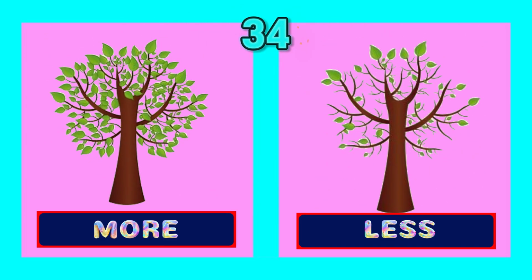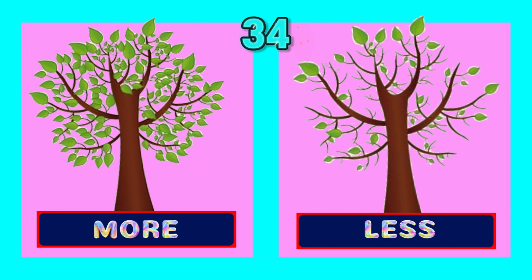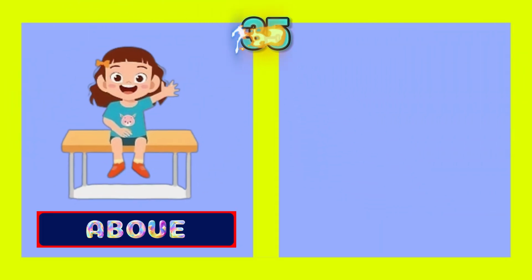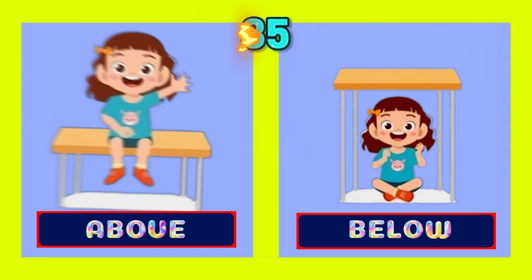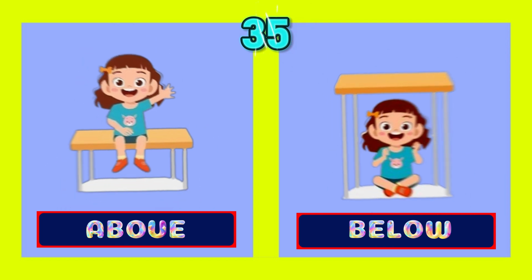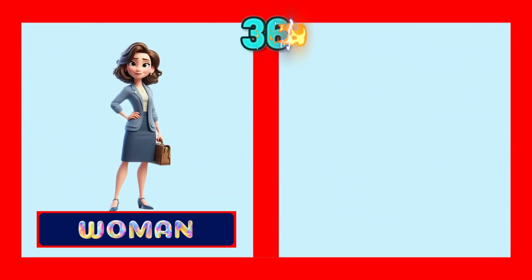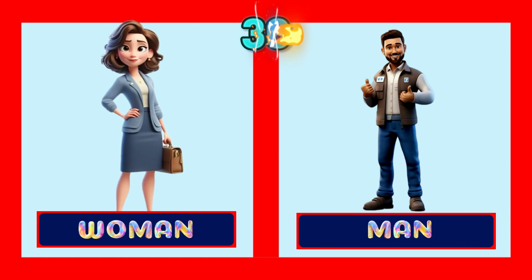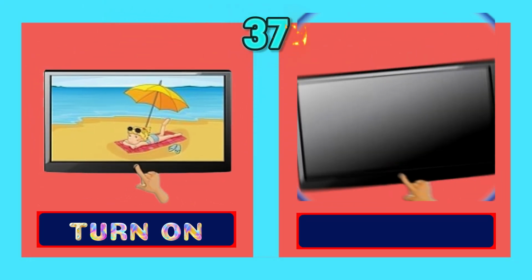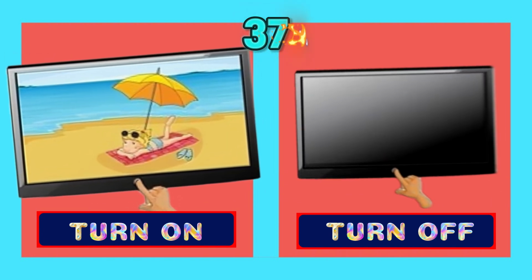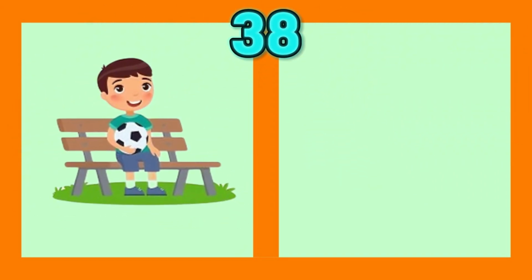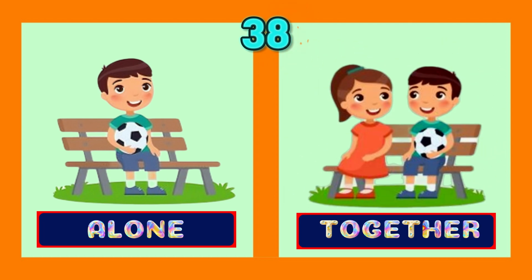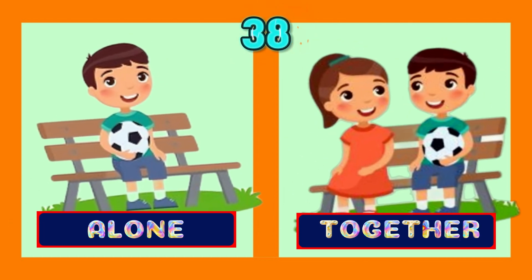Here is more leaves. Here is less leaves. More. Less. She is above table. She is below table. Above. Below. This is woman. This is man. Woman. Man. This is turn on. This is turn off. Turn on. Turn off. He is alone. They are together. Alone. Together.